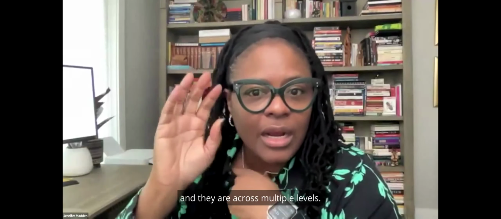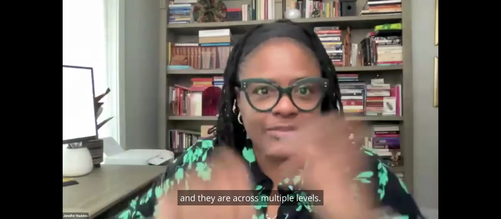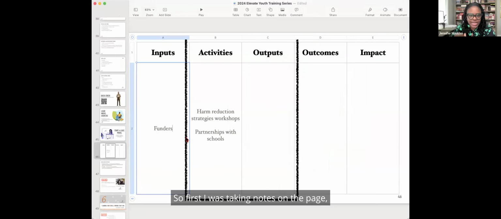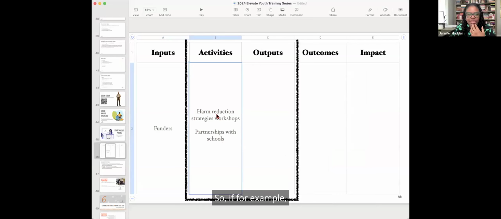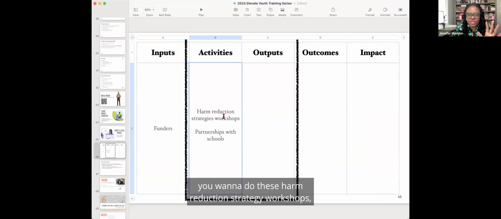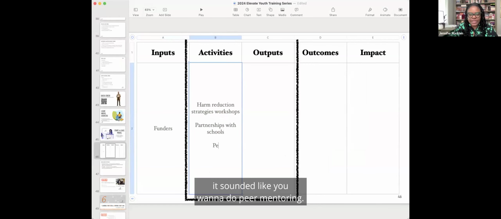Okay, so let me unpack your questions because they are very good and they are across multiple levels. So let's start with this one. You specifically asked on the logic model piece. So first I was taking notes on the page, but then I thought, well, maybe I can just give an example. So for example, you want to do these harm reduction strategy workshops, you want to do the partnerships with the schools, it sounded like you want to do peer support.